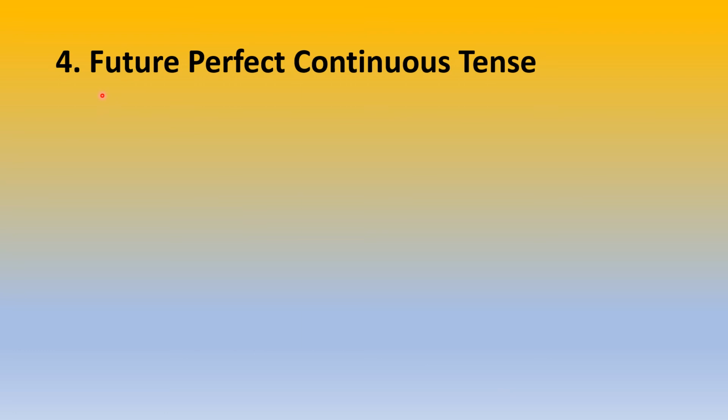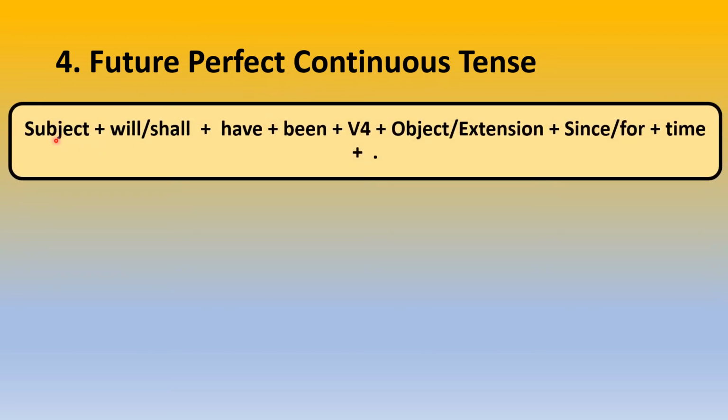Let's move on and talk about the fourth main aspect of future tense, which is future perfect continuous tense. And we follow this formula to write affirmative sentence. First we write subject. After that, will or shall, have, been are written as auxiliary verbs. And after that, ing form of verb, which is the fourth form of verb, is written as the action will be in progress in future.